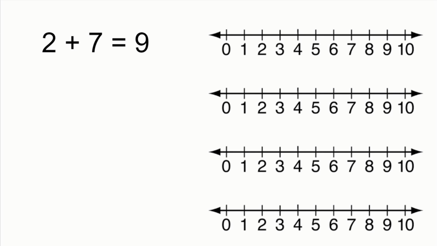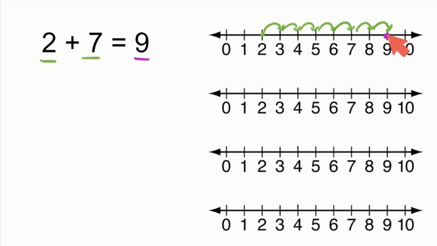So now looking at a number line, I can tell that this is going to be a true equation because if I start at 2, and if I add 7 more, move 7 to the right, 1, 2, 3, 4, 5, 6, 7, I see that I land at 9. So this first equation is true.